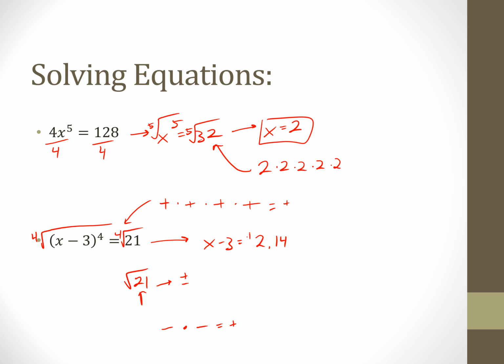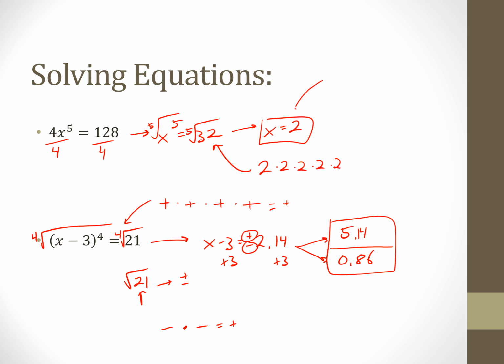So actually both positive 2.14 and negative 2.14 work, which means that when I add 3 to both sides, I'm adding it to the positive 2.14, which is 5.14, and to the negative 2.14, which is 0.86. So I have 2 answers that show up.